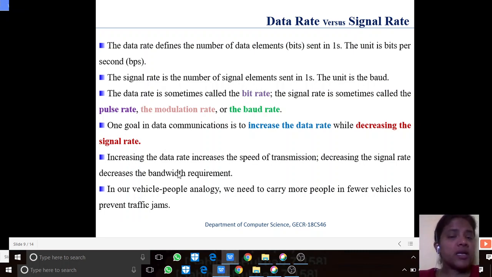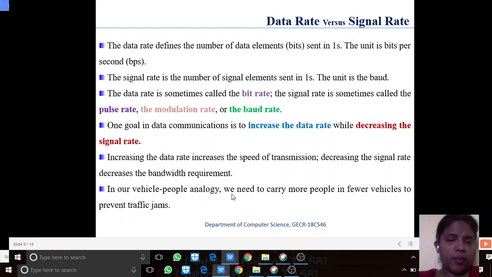Increasing the data rate increases the speed of transmission. Of course, obviously, if I want to send more data and I can send it in less time, it increases the speed of transmission. But at the same time, decreasing the signal rate decreases the bandwidth. The bandwidth required will be less when you transmit data fast.